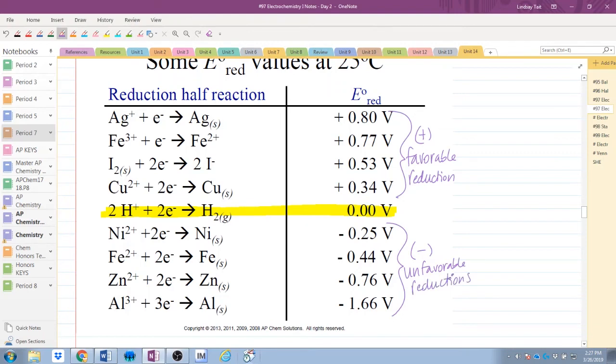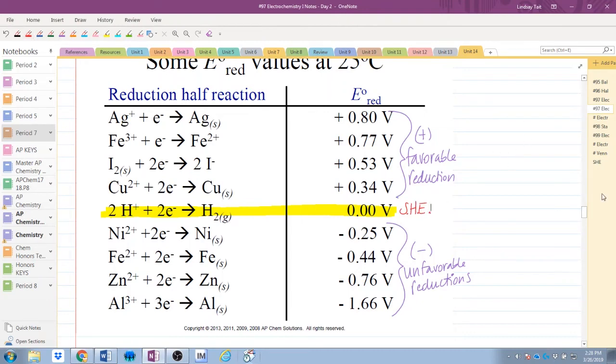They're unfavorable to reduce. But what happens when I flip them? What happens to their voltage? They change the sign. And when I flip a reduction, it becomes an oxidation. So even though these are unfavorable to reduce, that means they're favorable to oxidize, right? So in this case, these guys would oxidize while the hydrogen ion reduces, right? And so this hydrogen guy right here in the middle, it has a name. It's called a SHE, a standard hydrogen electrode.